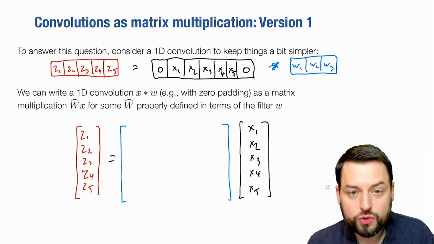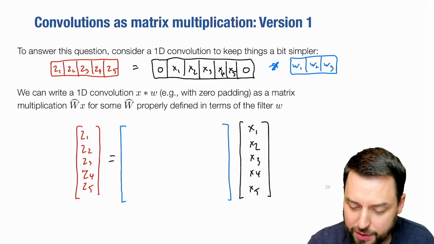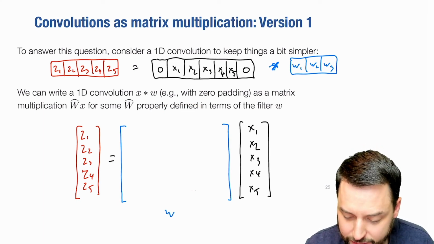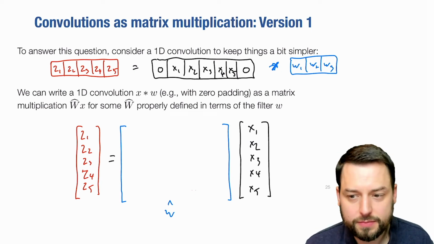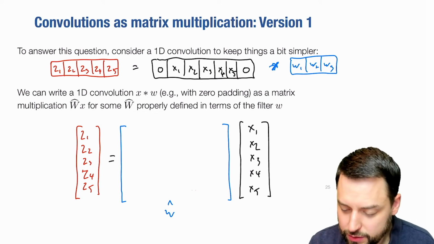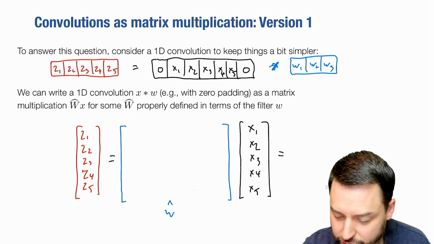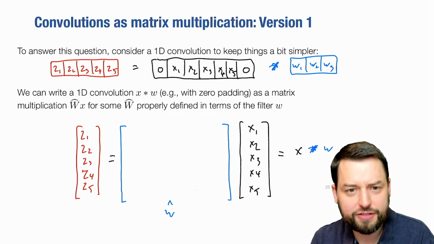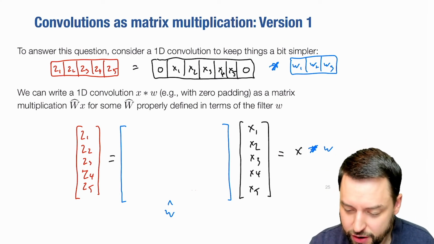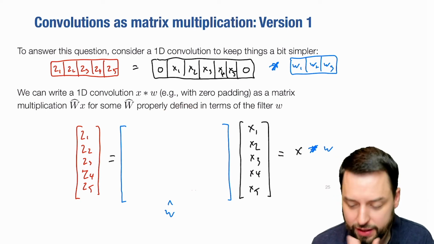So the question is, what is that something? What is this matrix that we would need? I'm going to call it W hat. In the end, this should be equivalent to our vector x convolved with W. Obviously this thing should involve entries of W, but what should we fill in to make this valid?